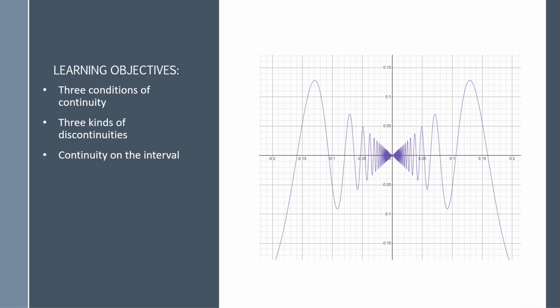So here you see a quick outline of what we're going to discuss in today's lecture. First, we will talk about the three conditions of continuity, and we will go over some examples where we highlight each condition. Then we talk about what it means for a function to be discontinuous at a point, and we will discuss three kinds of discontinuity. Then we will finish our lecture with a discussion of continuity on the interval.